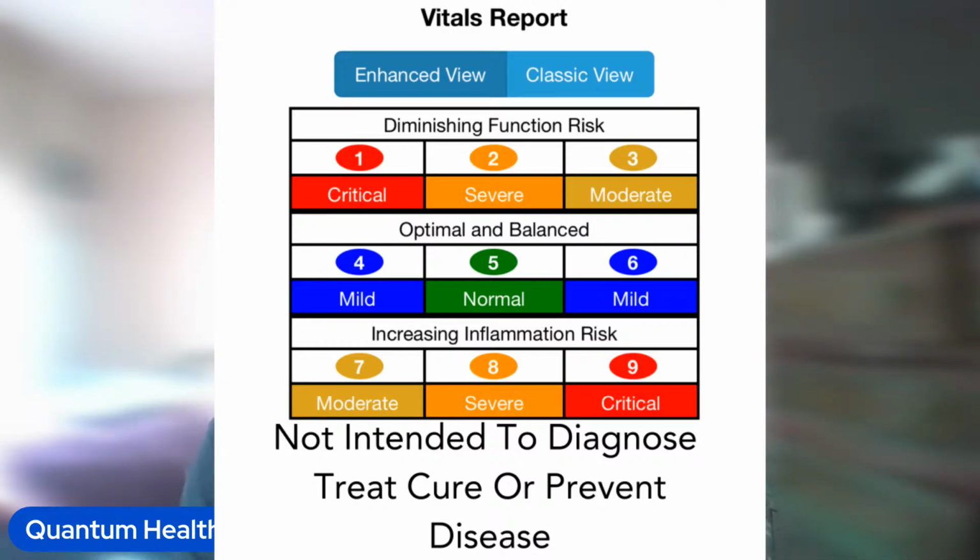But you have an enhanced view and a classic view. I like the enhanced view. You don't need the enhanced view for the food sensitivities, but you have diminishing functioning risk. So you have a low end and a high end, right? But one, it means something. You've got the optimal imbalance, which you really want to be 5 balance, but you've got the low end and high end, and increased inflammation risk 7 to 8. You've got the low end and the high end, right? That's what all the colors and the numbers mean.